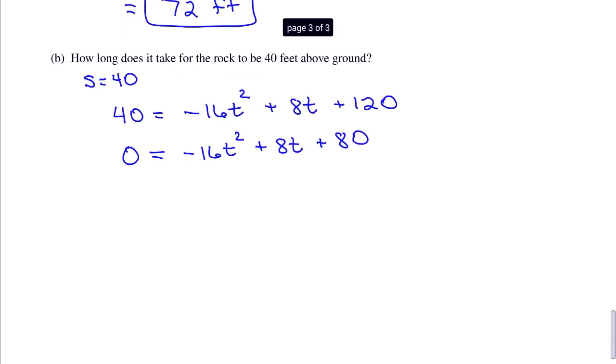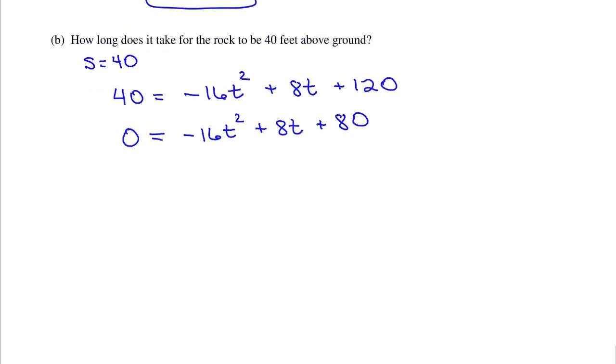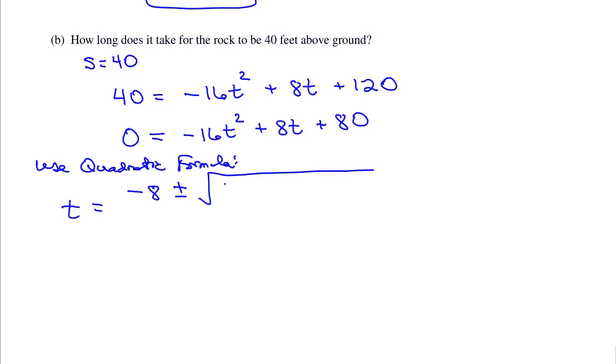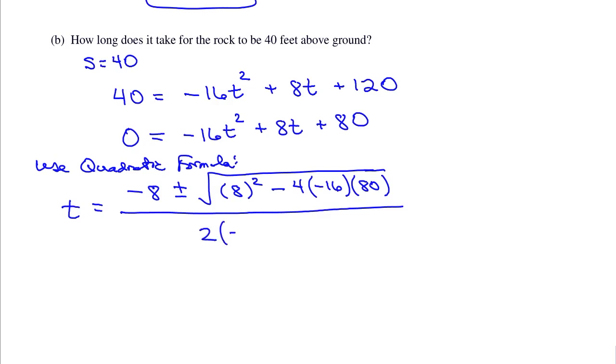We can use the quadratic formula to solve for this. So that would be t is equal to negative 8 plus or minus the square root of 8 squared minus 4 times negative 16 times negative 80, all divided by 2 times negative 16. I'll use the calculator to compute this.